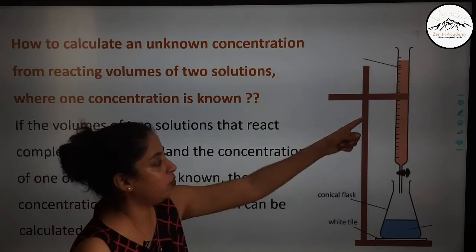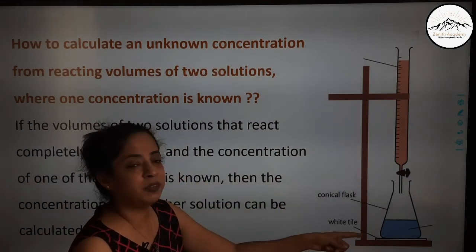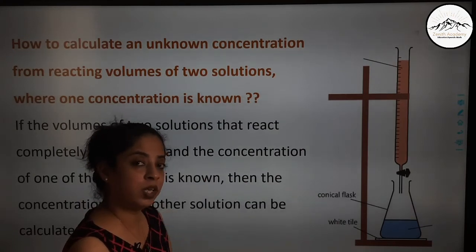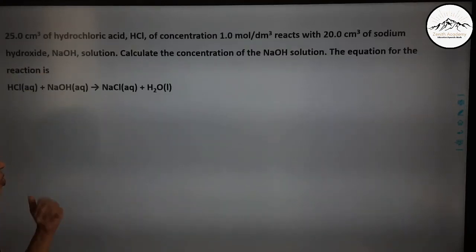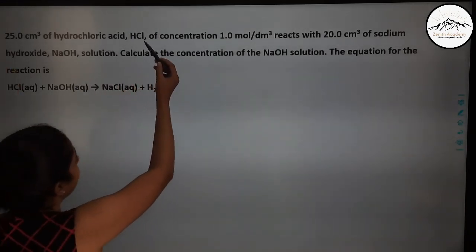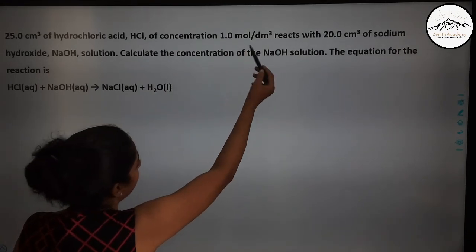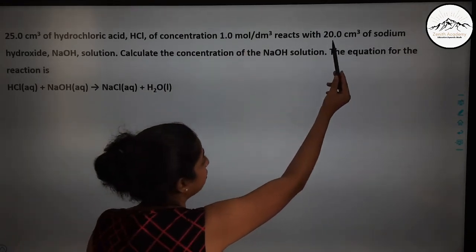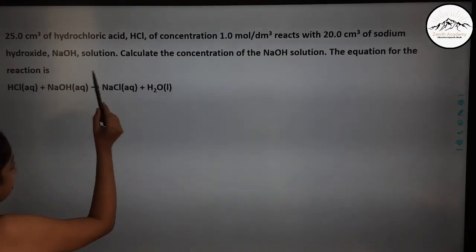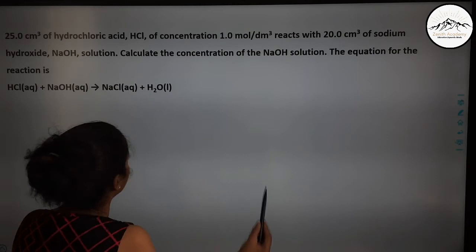So if we know the volumes of these two, and out of these two if we know the concentration of any one, then the concentration of the other one can be calculated. Let's look at this example. 25 cm³ of hydrochloric acid, HCl, of concentration 1 mol/dm³ reacts with 20 cm³ of sodium hydroxide, that is NaOH. Calculate the concentration of NaOH.